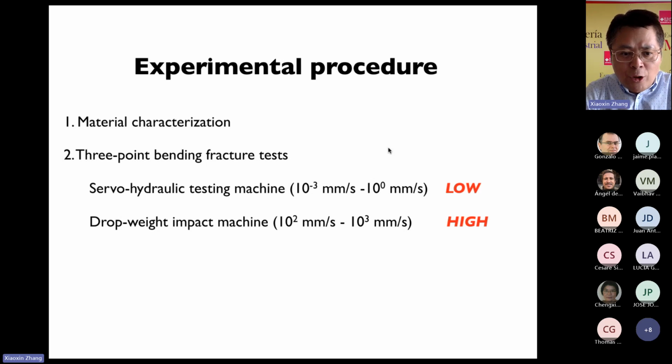The other one is a drop weight impact machine. I think we designed this machine almost 20 years ago, okay? Also, it was the first impact machine in Spain for studying dynamic fracture behavior of concrete and concrete structures. The loading rate is from 100 millimeter per second to 1 meter per second. So we call it high loading rates.